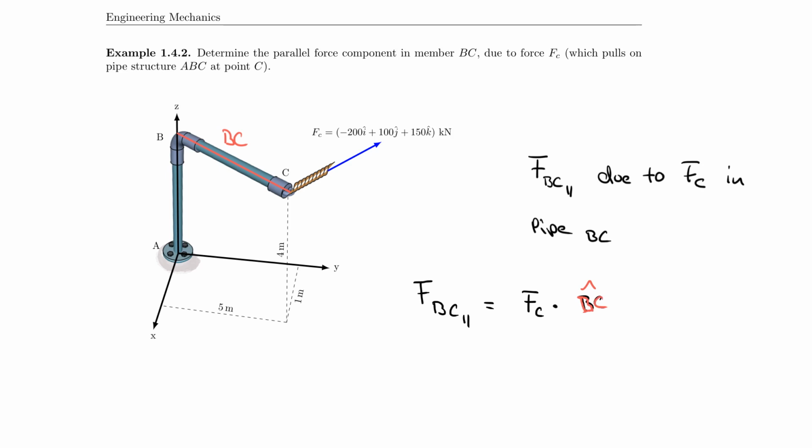So let's derive that vector first, because FC is already given. I don't need to do anything about that. So FC is given to you right here. I don't have to write anything. But we need to derive BC. So first BC. So how do I do that? I need to go from B to C. How do I get there? I actually, don't be fooled, I do not have to go upwards, right?